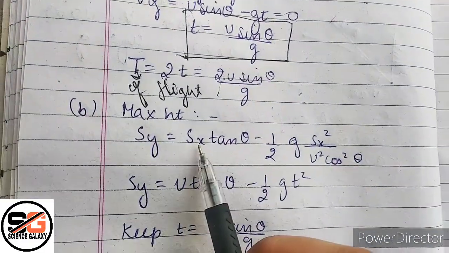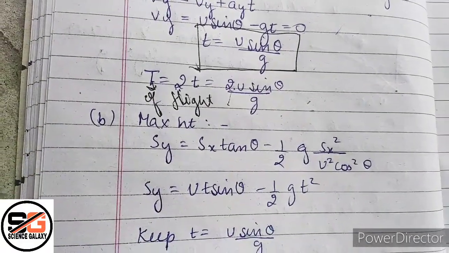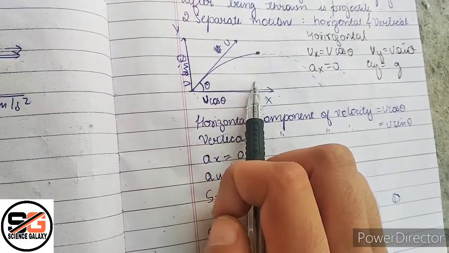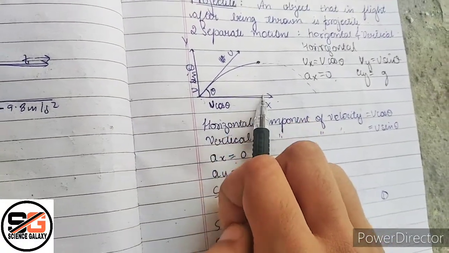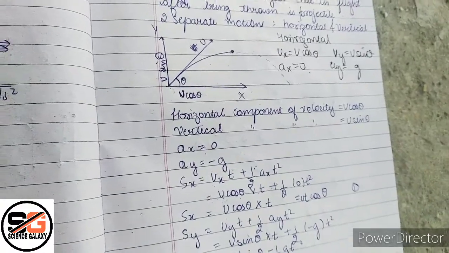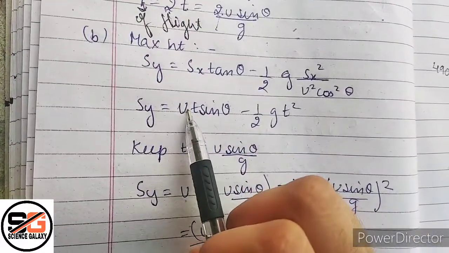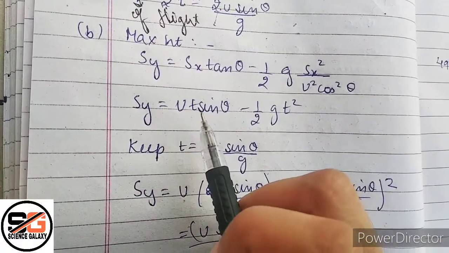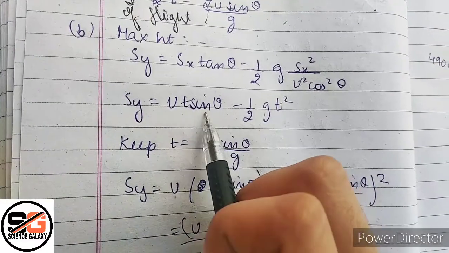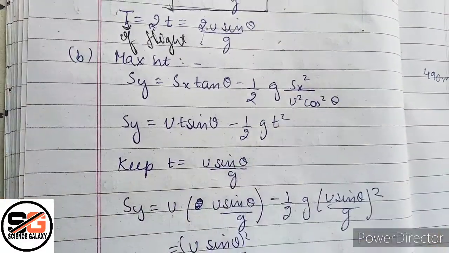Maximum height, it has risen through. We need to find the maximum height, that means this. This is again under the y component, so we write that Sy is equal to uy into t, but uy is equal to u sin theta, so u sin theta into t minus half gt square.